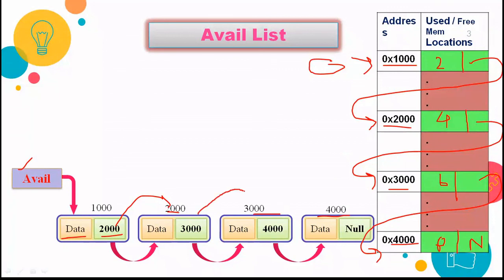So this node is again storing the address 3000 that is being assigned to it, and then finally this node is storing the address of the next node, that is 4000. In the case of the last node, because it is not pointing anywhere, it is storing null, right? So this is how an avail list looks.